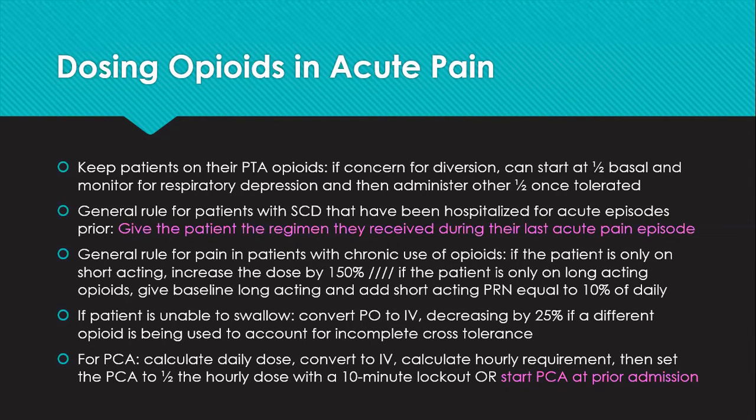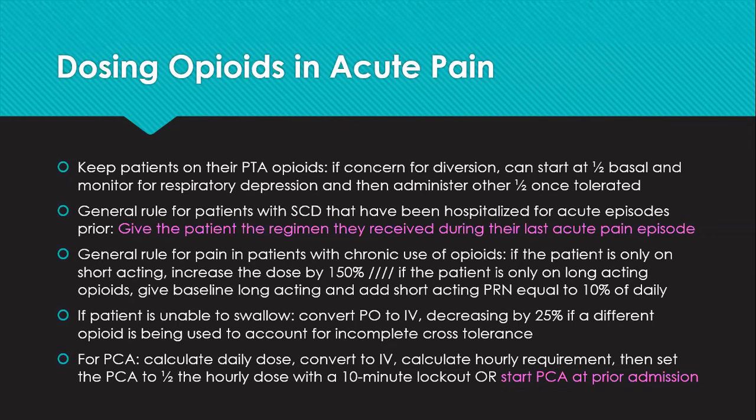The one thing that's in the literature, if you do have legitimate concern for diversion in these patients, just start at half and then wait for when the peak would be for that specific opioid, and then just monitor for respiratory depression and other side effects. And then you can just give them the other half and move on with your management from there.